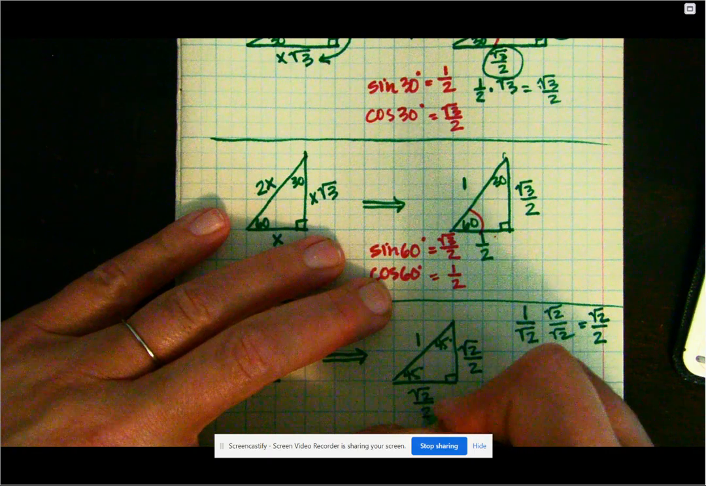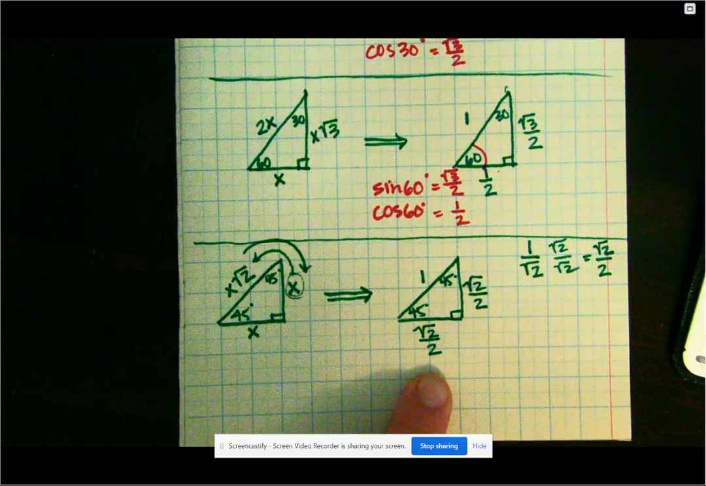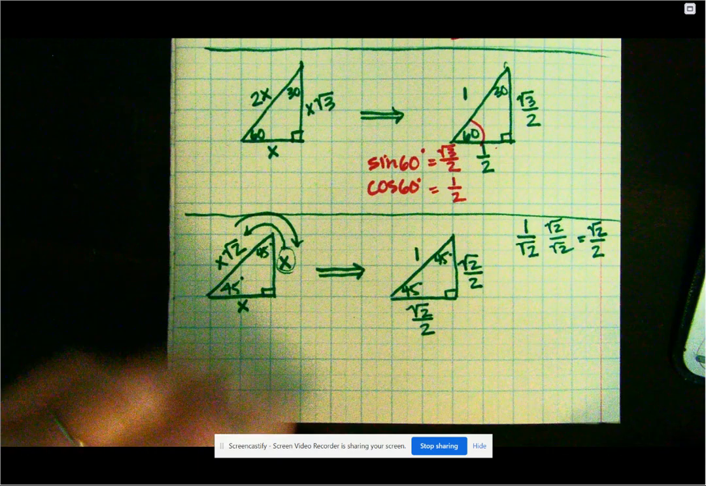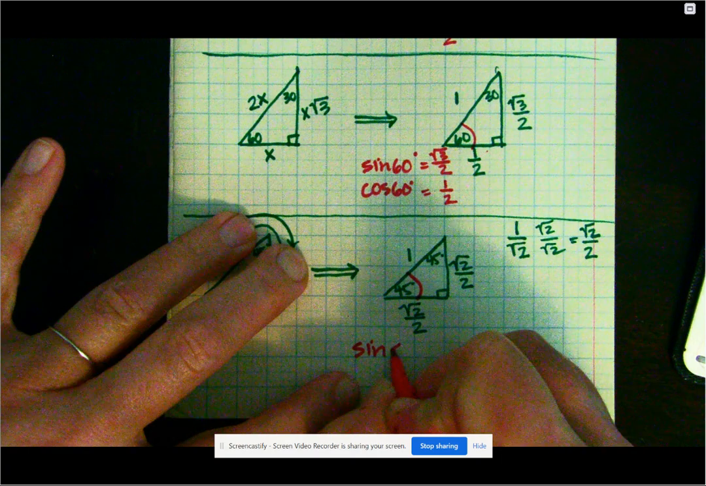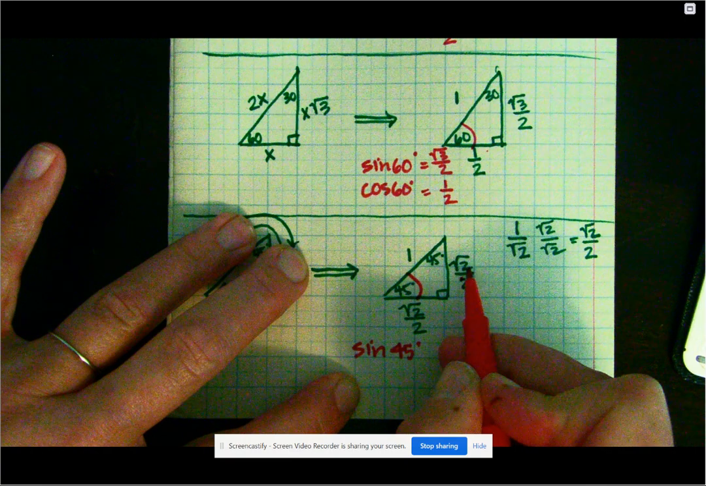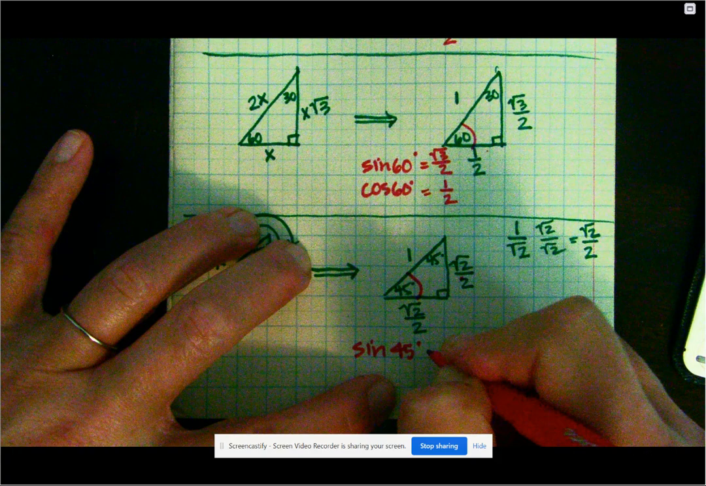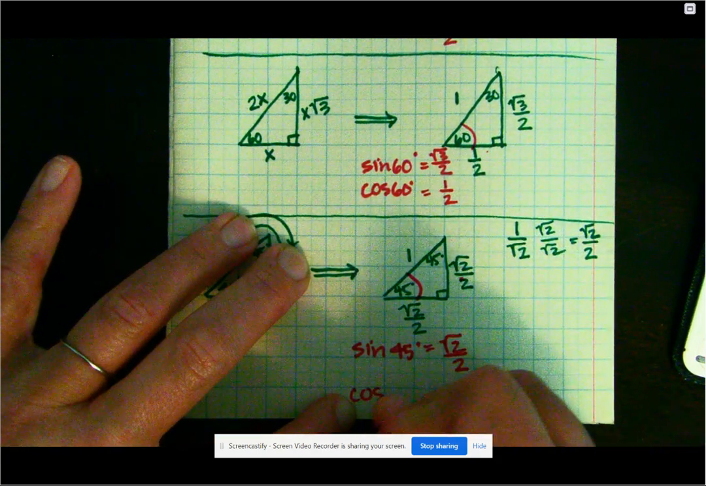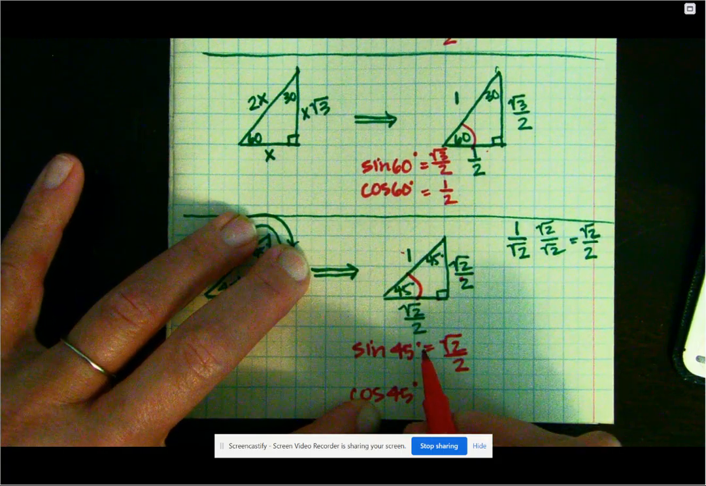And remember, in a 45, 45, 90, whatever this leg is, this leg is. So boom, we have both. Now we can use this as our reference angle. SOH CAH TOA. Okay, so the sine of 45 is opposite over hypotenuse. So square root of 2 over 2 over 1, which is just square root of 2 over 2. And the cosine of 45 is adjacent over hypotenuse. And the adjacent is actually the same as the opposite.